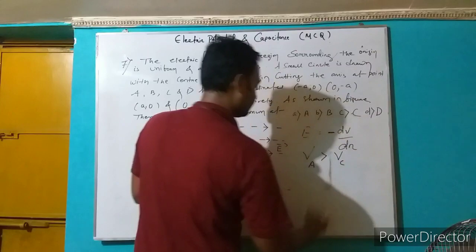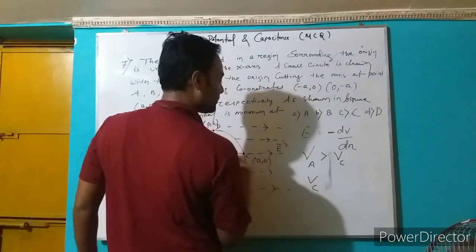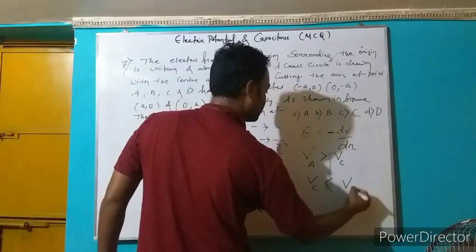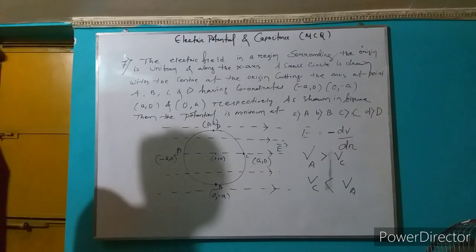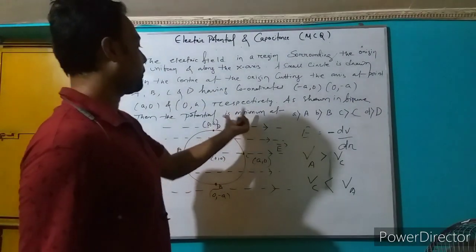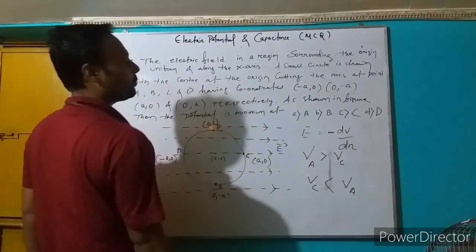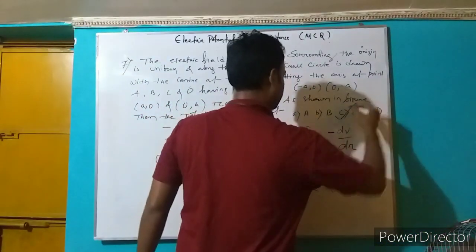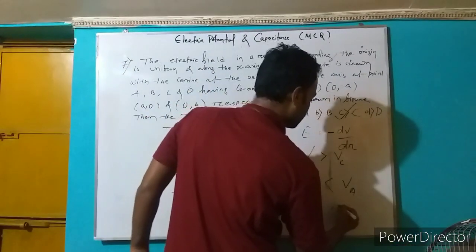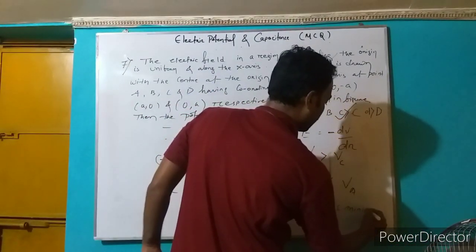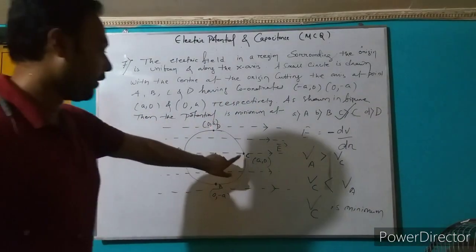That means the potential at the C position is minimum as compared to the potential at the A position. Obviously, the potential at point C will be minimum. That is, option C is correct. That means potential at the C position is minimum. Okay, so potential is minimum at point C.